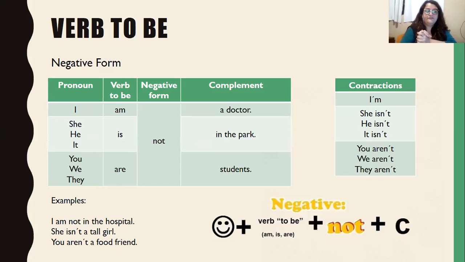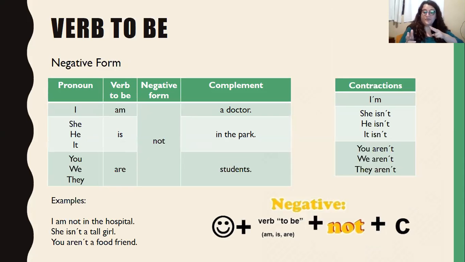So negative form. First is going to be the pronoun, then the verb to be, the negative form, and the complement. So it is going to be like this. I am not a doctor. She is not in the park. We are not students. And also we have some contractions, but we are gonna do the contraction with the verb to be and the negative form.